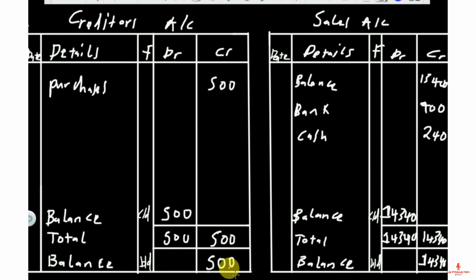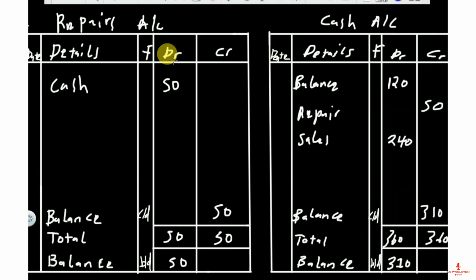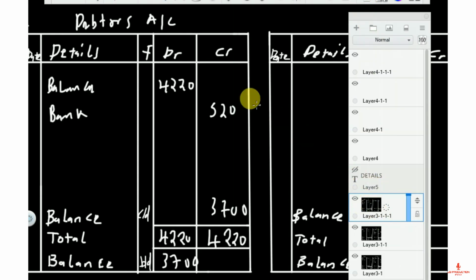Then for the sales account, we have 14,340 as our balance breakdown on the credit side. Then for the repairs account, we have our balance brought down as 50 on the debit side. Then for the cash account, our balance breakdown, we have 310 on the debit side. And for the debtors account there, we have 3,700 as our balance breakdown on the debit side. So let us go back to the question.